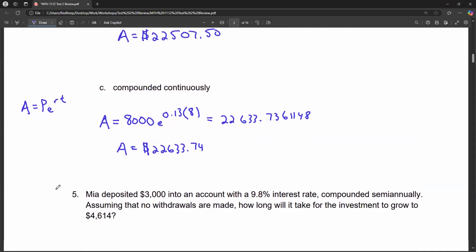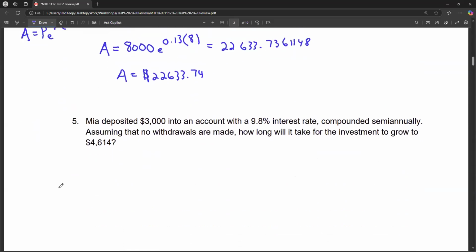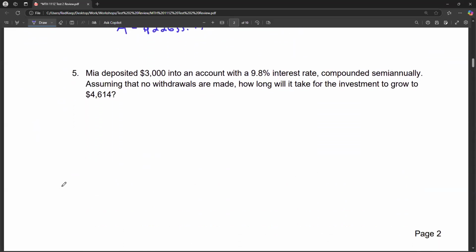Let's move on to question 5. So question 5 is talking about Mia, and she's deposited some money into her account with this interest rate. It's being compounded semi-annually, so we'll get to what that means in a second. Assuming that no withdrawals are made, how long will it take for the investment to grow to this amount?